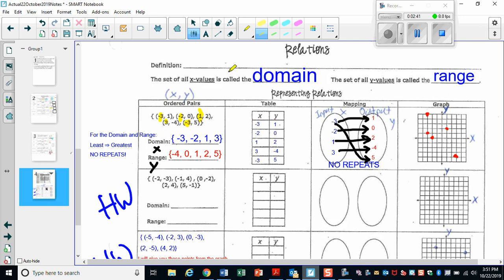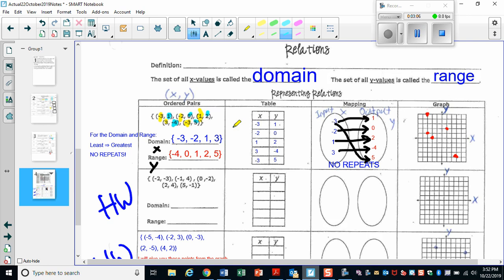Now the range is your y coordinates. So we have 1, 0, 2, 5, -4. Again, you put these in order from least to greatest: -4, 0, 1, 2, 5.